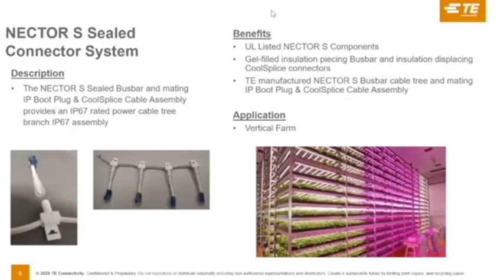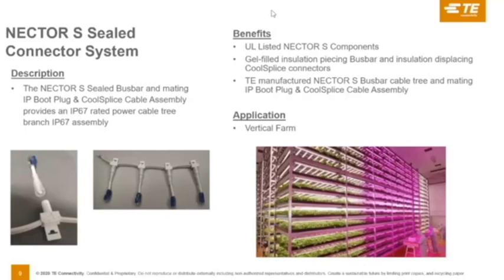He wanted to bring up a 10 amp cable going vertical all the way up the shelves, but then across the shelves, he wanted to have interconnects to each one of those lights. So working with us at TE, we developed a cable tree for him, where as you can see here, we took the Nector S bus bar interconnect solution. This connector with gel inside is an IP67 connection. When mated with the mating plug with an IP boot, that connection is IP67.